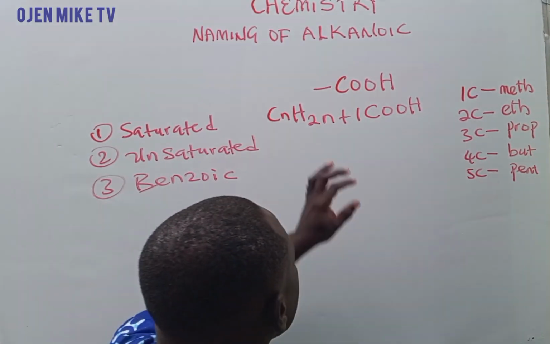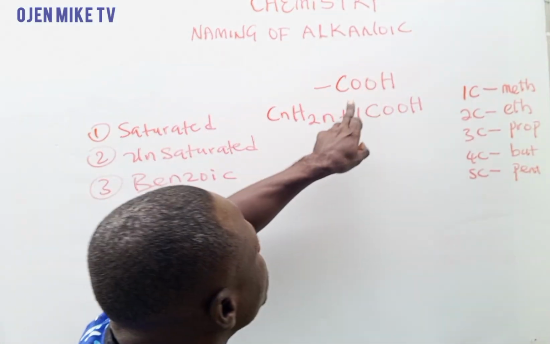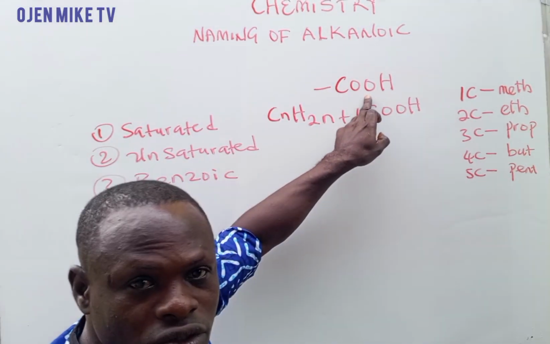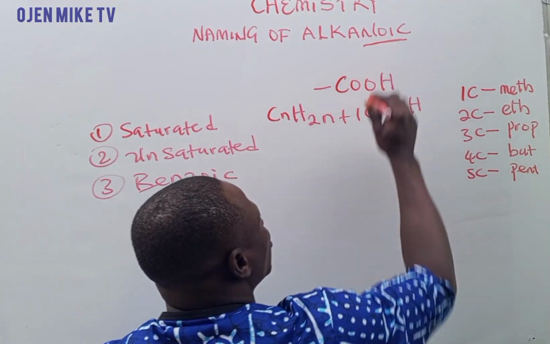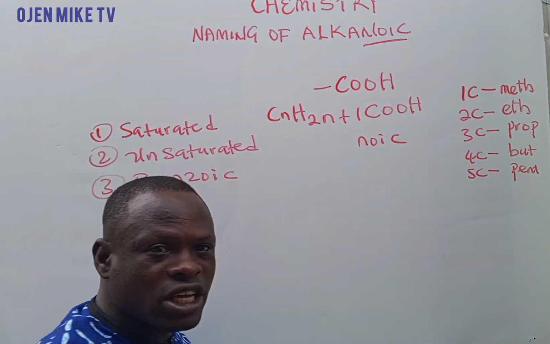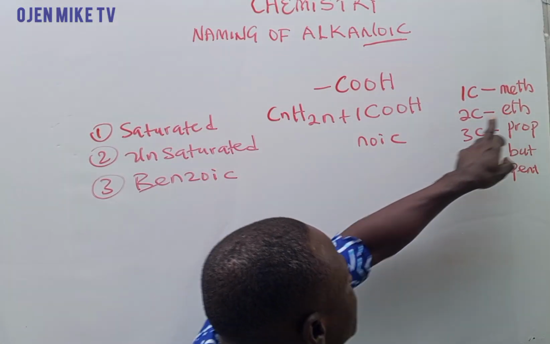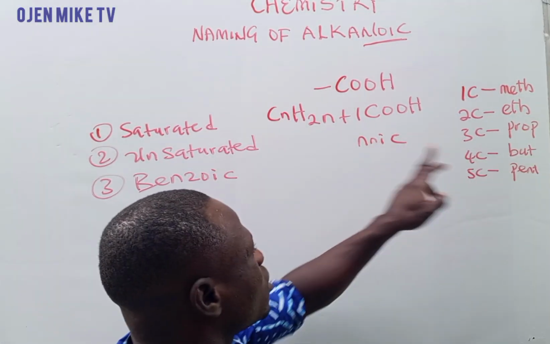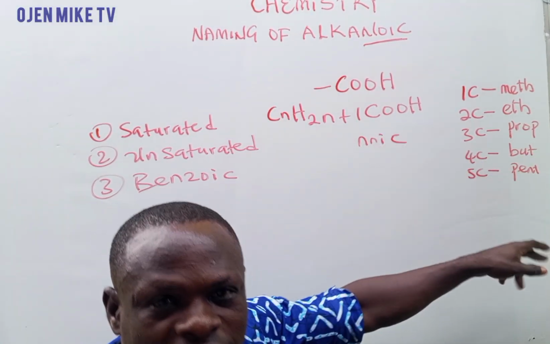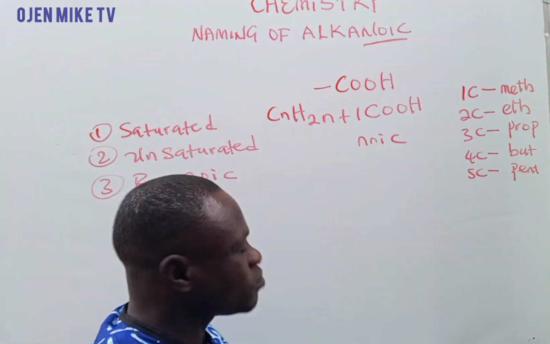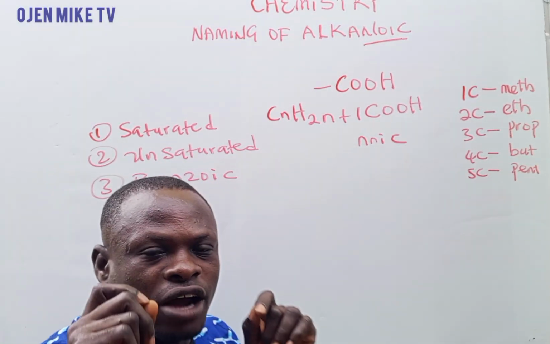Okay, now this is the functional group. Do you get that? Now the name ending is noic. So we are going to be attaching this to get metanoic, ethanoic, propanoic, butanoic, pentanoic, hexanoic, octanoic. Do you understand? Now, having done that, let's look at the first member, saturated alkanoic.